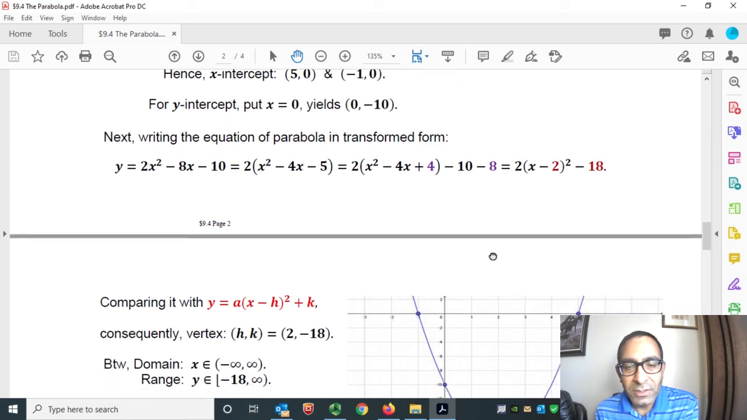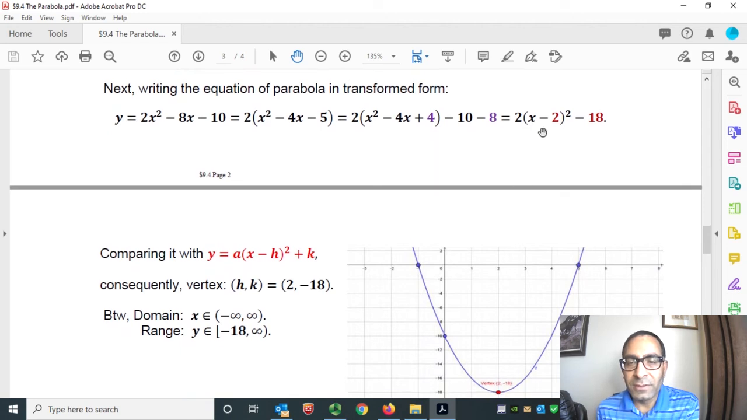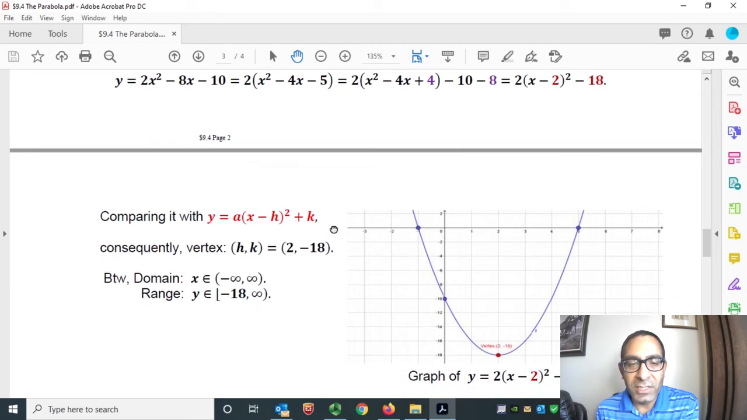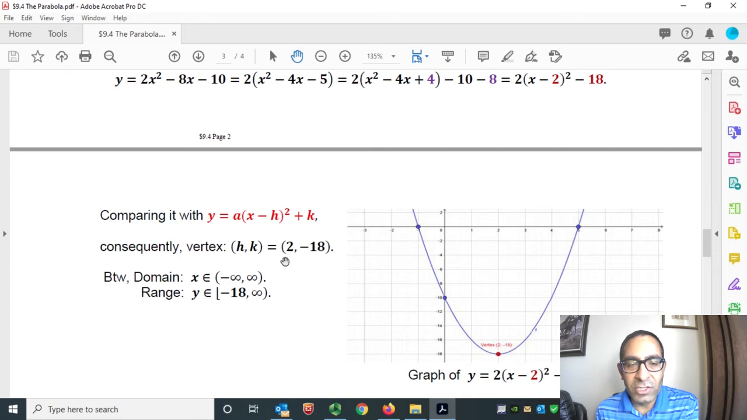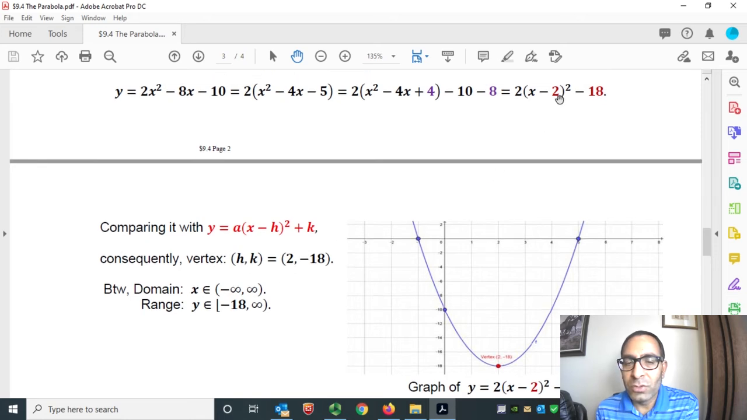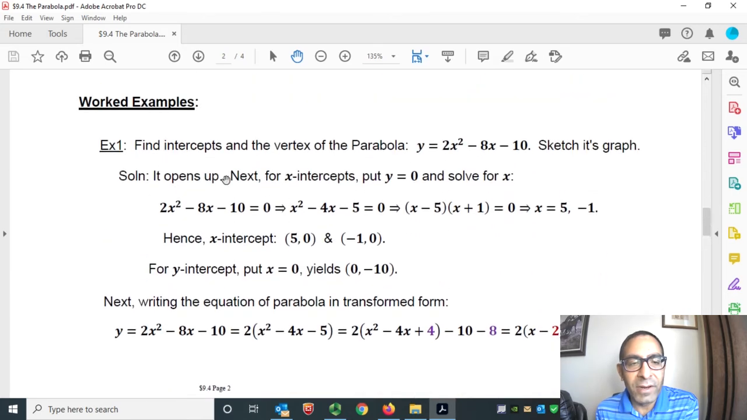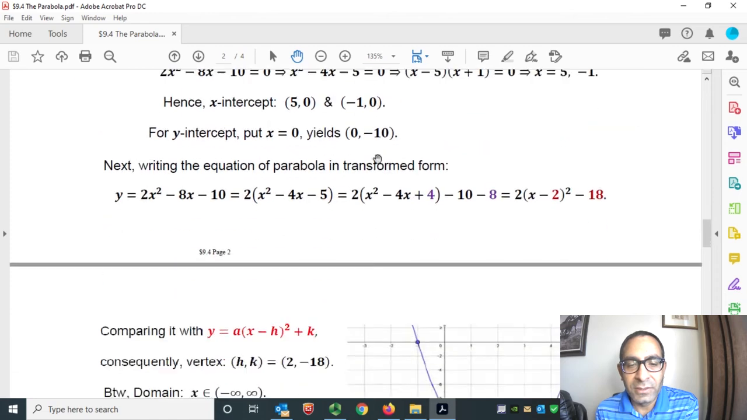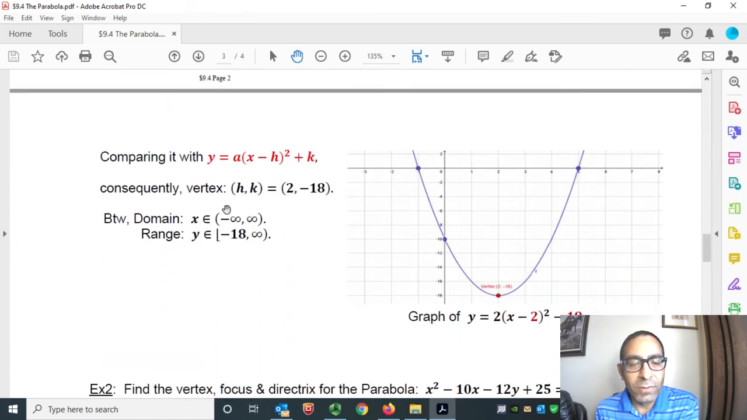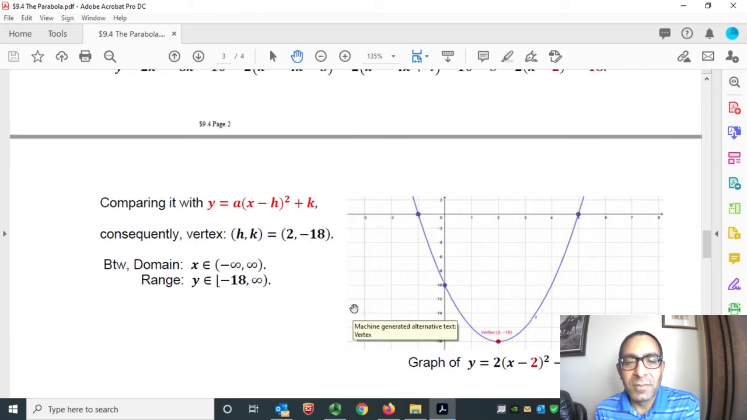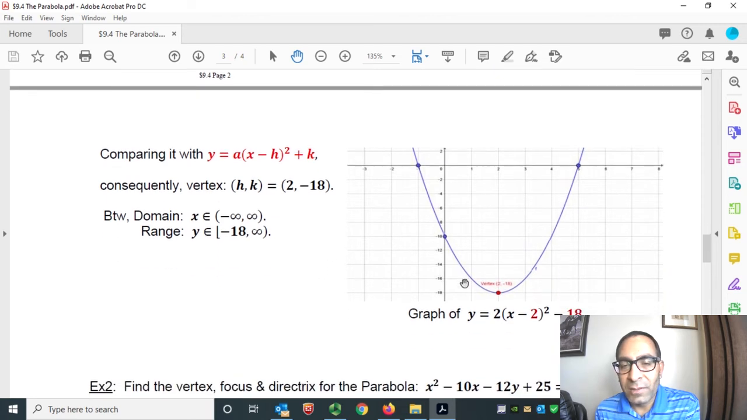Now we have this equation in transformed form of the parabola. So now let's compare this equation to this form, y equals a times x minus h outside square plus k. Then the vertex is (h, k), which turns out to be 2 comma negative 18. So 2 comma negative 18. What we are finding here are the intercepts and the vertex. So we found the vertex. Awesome.